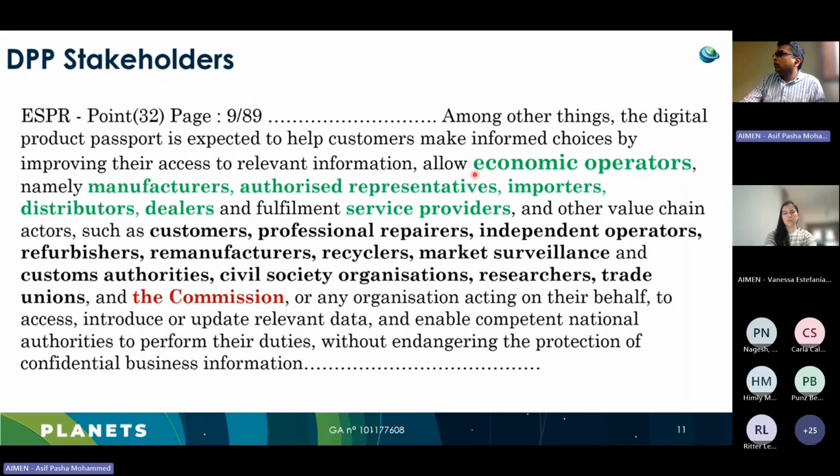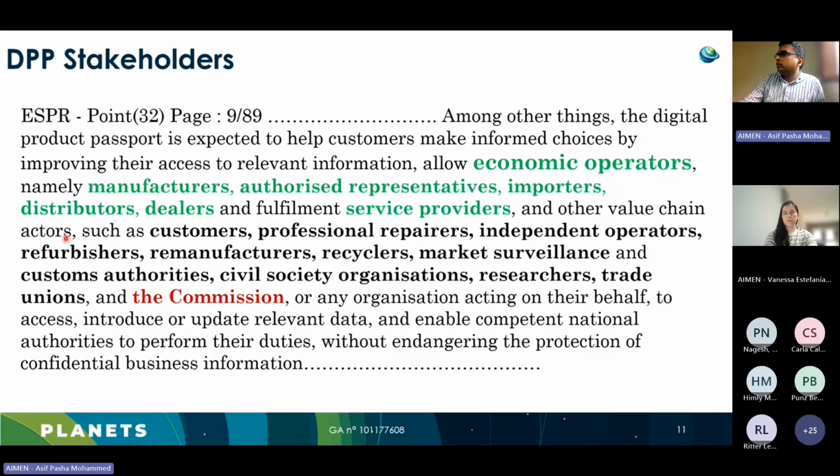So to focus on economic operators. When I say economic operators, they are the manufacturers who manufacture the products, authorized representatives, importers who import from within EU or also from outside EU, and distributors and dealers, and also fulfillment service providers. I'm going into details in the next slides what these different economic operators will be contributing to the DPP and how they are considered as the key stakeholders.